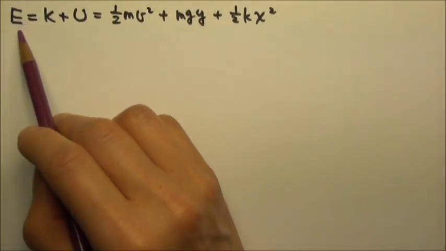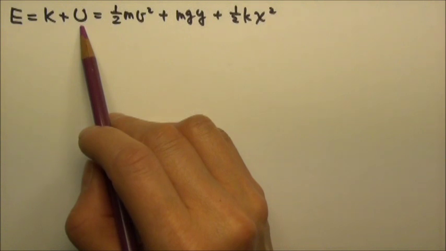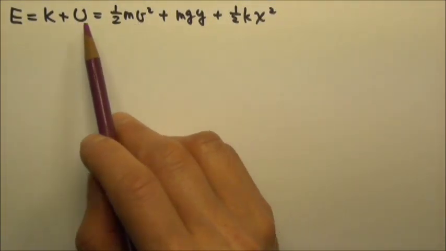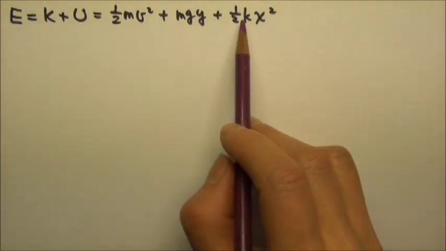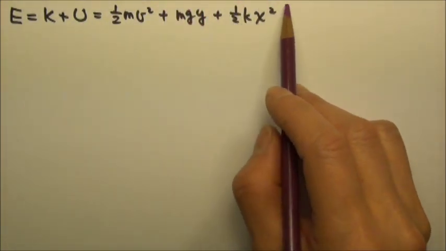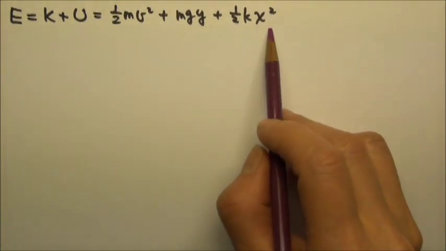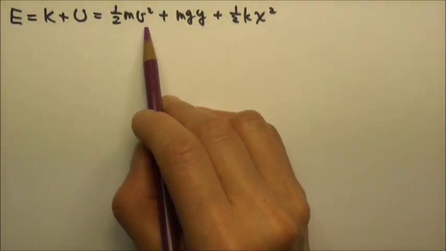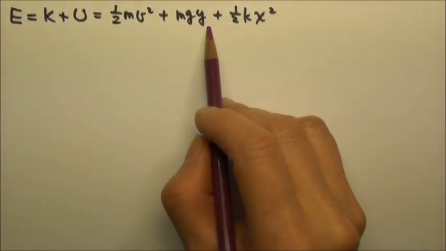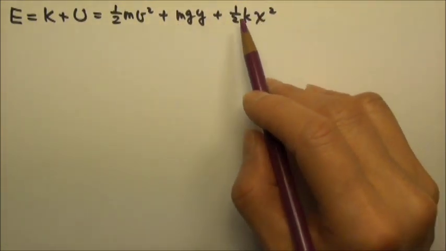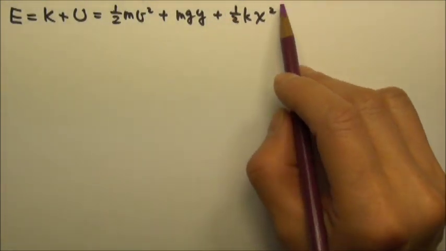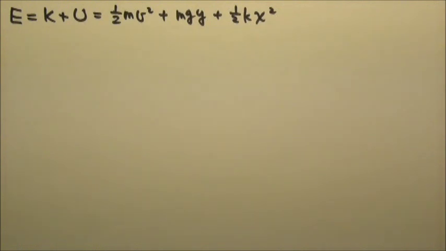The total mechanical energy includes kinetic energy and potential energy. The kinetic energy is 1/2 mv squared, and in this unit, we have two kinds of potential energy: gravitational, mgy, and the spring's potential energy, 1/2 kx squared. So if an object is moving, then we have kinetic energy. If an object is not on the ground, we have mgy, and if there is a spring that is either stretched or compressed, we have 1/2 kx squared.